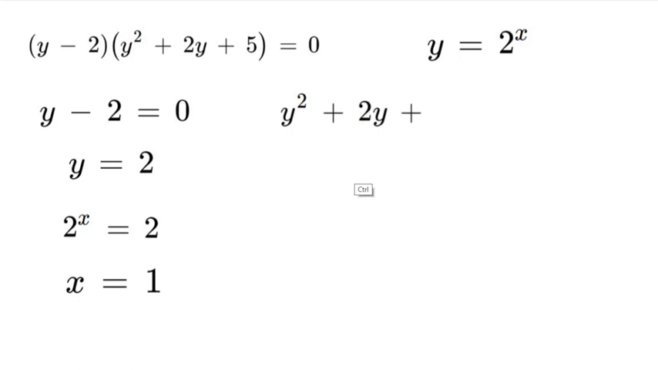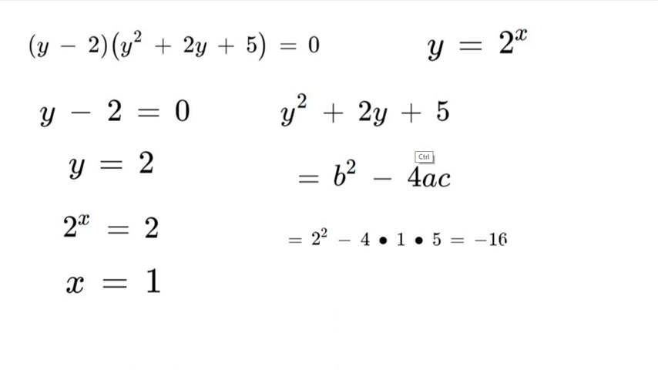y squared plus 2y plus 5 is equal to 0. Now, if we use the delta of the quadratic formula, we can go ahead and plug in our a, b, and c values, which equals 2 squared minus 4 times 1 times 5 is equal to negative 16, which is less than 0. And that is a problem because we cannot plug in negative 16. So therefore, 1 is our final answer.